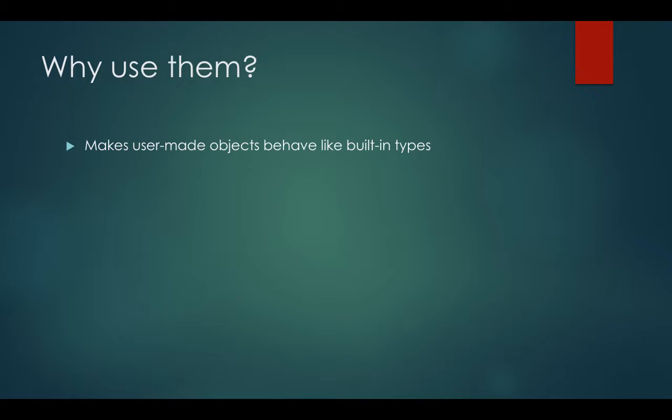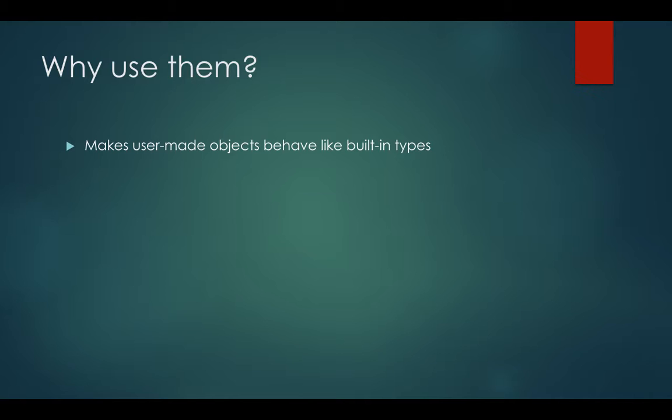So, here's why. Here's the big selling point on magic methods. They make user-made objects behave like built-in types. To give you an example of what I'm trying to say here, in Java, for example, there are classes that are a part of the API, like string, where you can use special operators to make code cleaner.